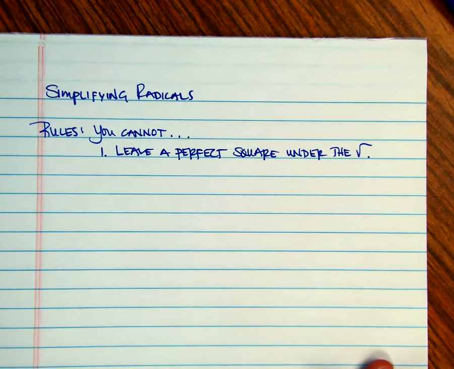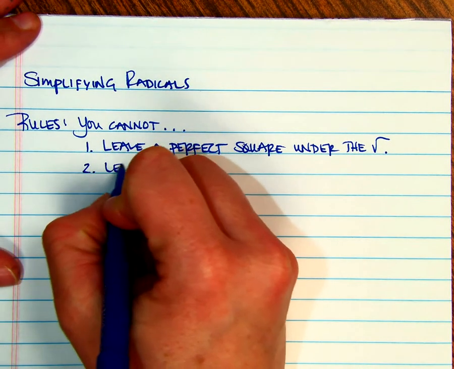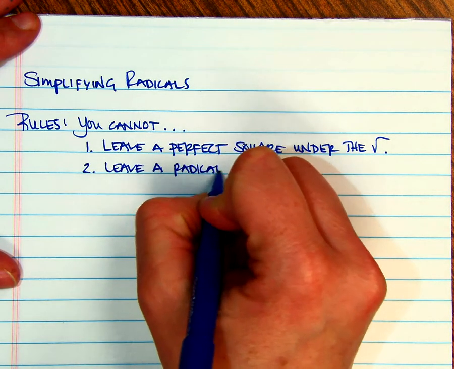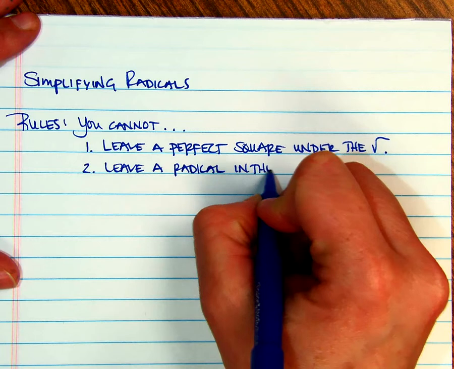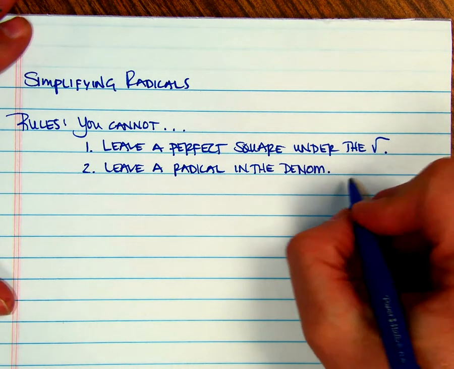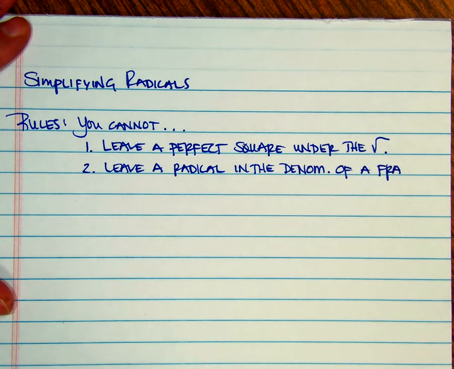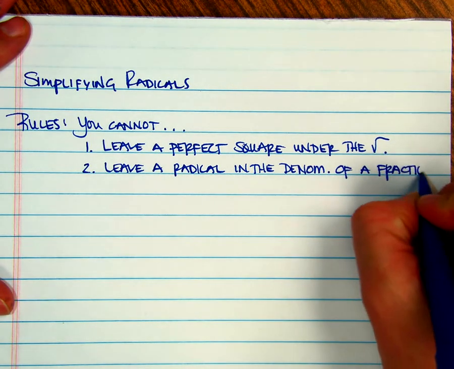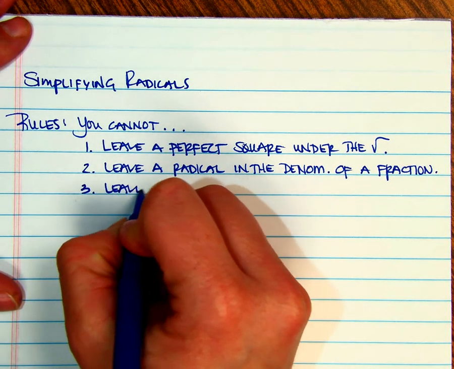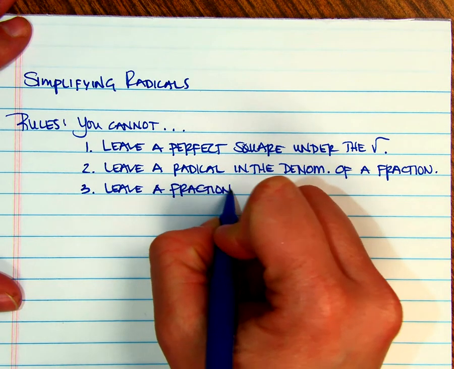Let's zoom in just a little bit. You cannot leave a radical in the denominator of a fraction. I'm going to abbreviate it. You cannot leave a fraction under the radical.